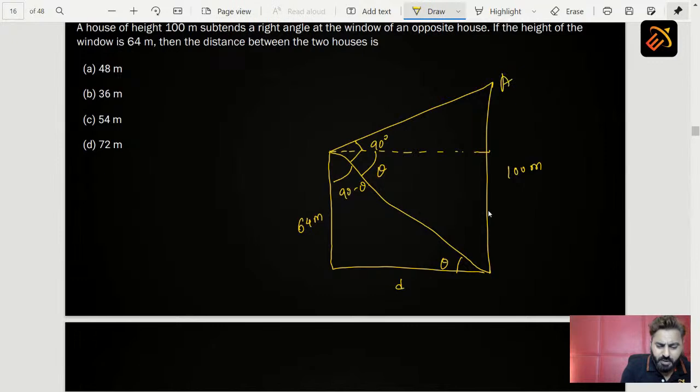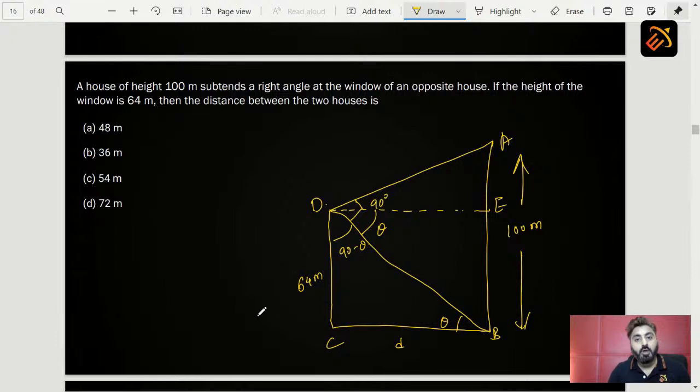Now name them A, B, C, D, and this is some point E. Now this is a height of 100 meters. Once you draw the diagram, it becomes easy to solve. Now students, once the diagram is made here, what will be the next step?